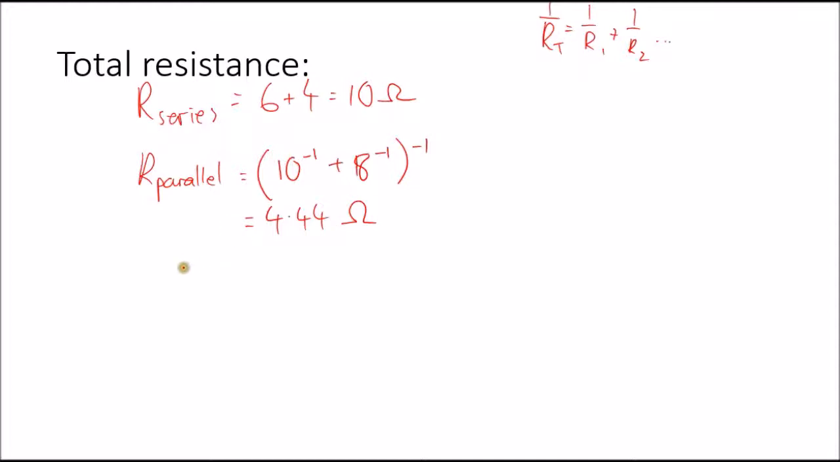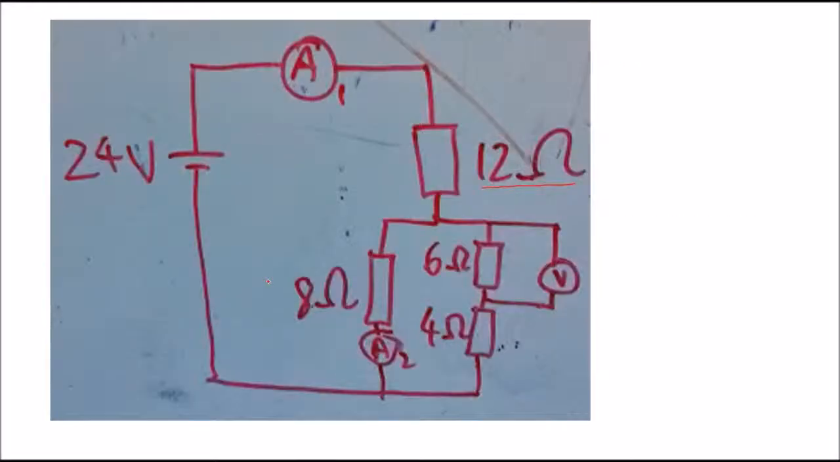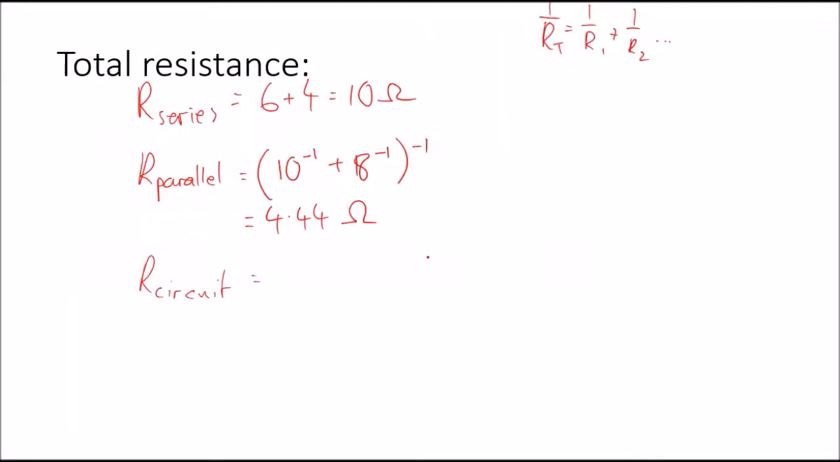Now the total for the circuit is just going to be this parallel part that we've just figured out, which is 4.4 ohms, the resistance for this whole bottom part of the circuit. So the total resistance for the circuit will be that plus 12. So it's going to be 12 plus 4.44. So we have a total resistance of 16.4 ohms.